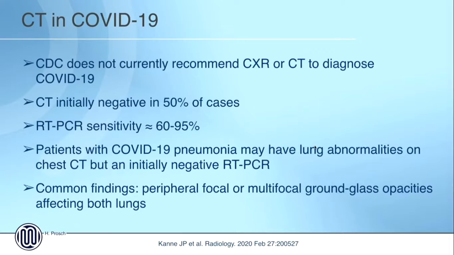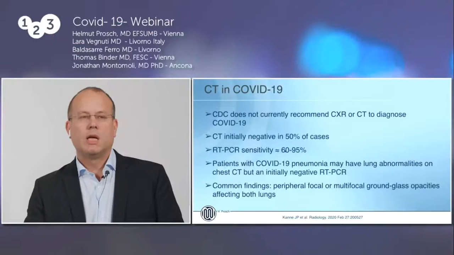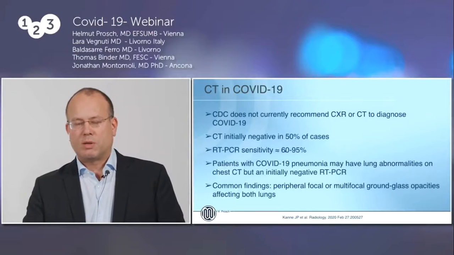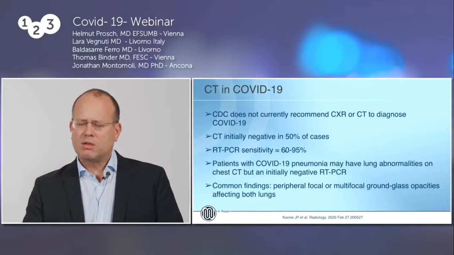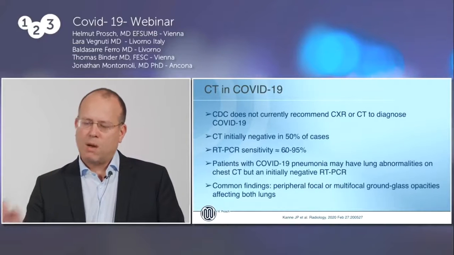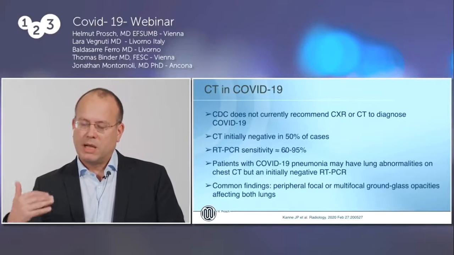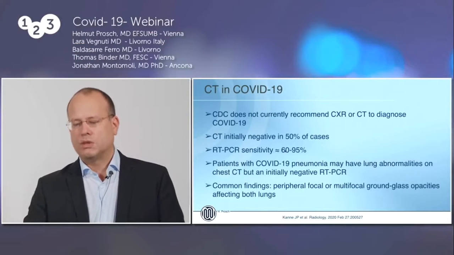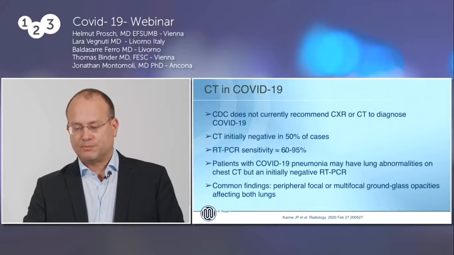One thing which is striking, that RT-PCR is not a perfect test. It's a very good test. However, the reported sensitivities vary quite a lot. In China, we have reports of a sensitivity as low as 60%. In other countries, it's somewhat better, up to 95%, but it also depends on how you get the swabs. So it's not a perfect test, but it is the test to diagnose COVID-19.